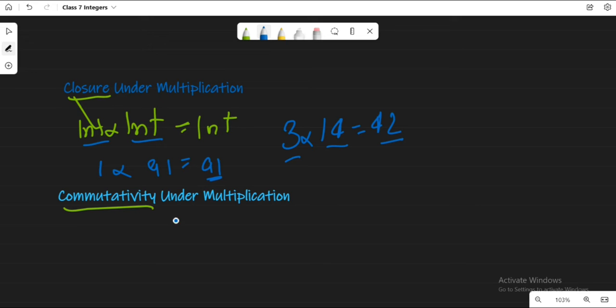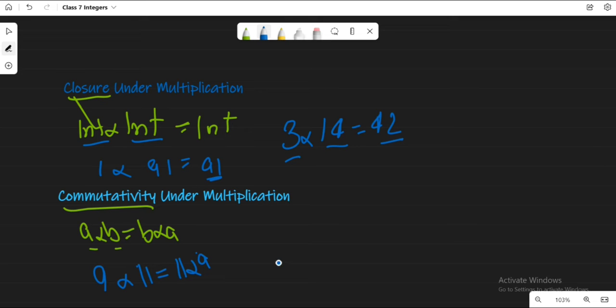Let's do the same for commutative property under multiplication for integers. Commutative property means that a times b is equal to b times a, in which a and b are integers. So let's prove this out. Let's give the value to a, let's say 9, and let's give the value to b as 11. Which would be equal to 11 times 9.